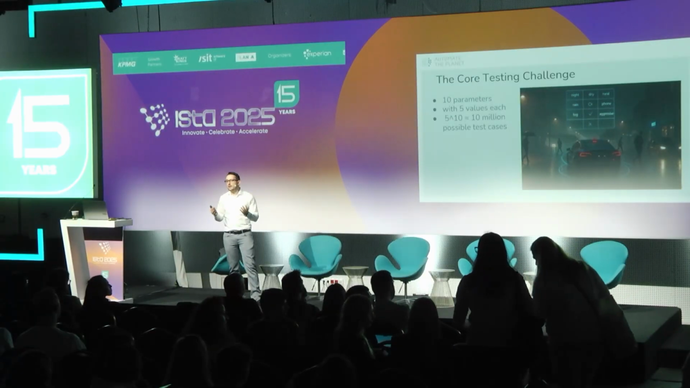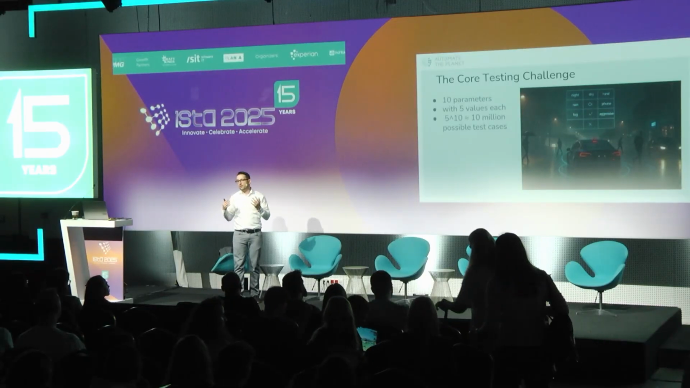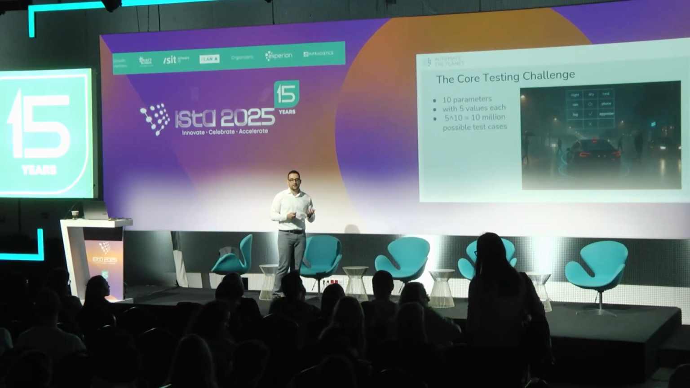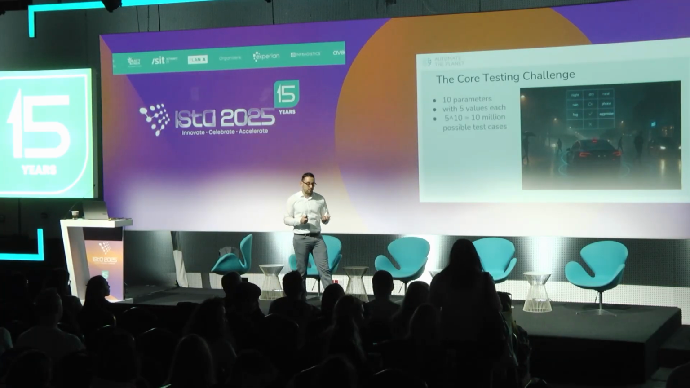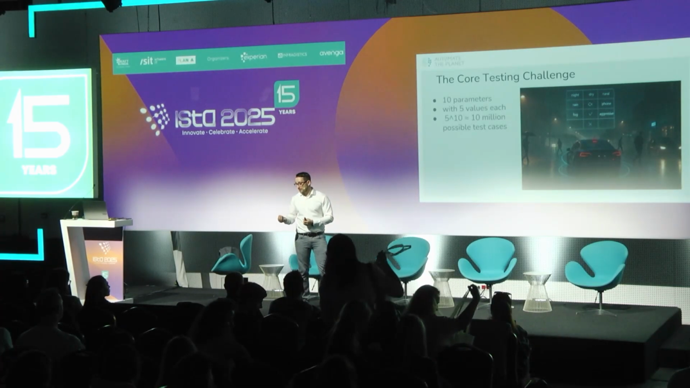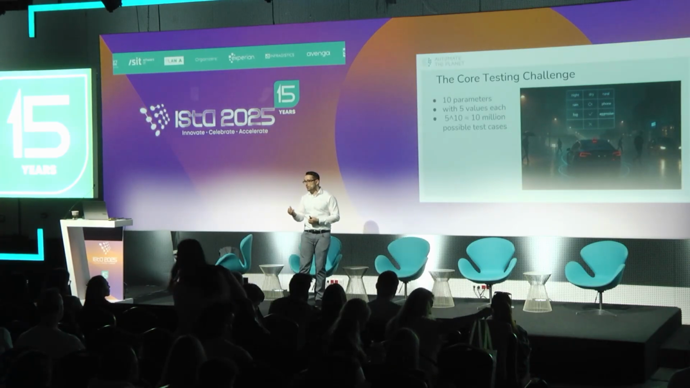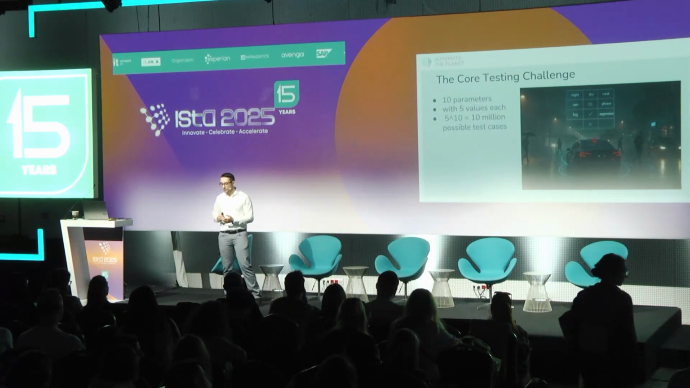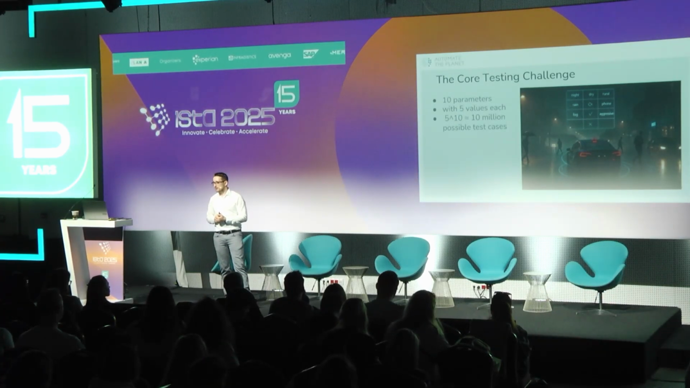You have at least 20 sensors that have various configurations, and maybe at each particular moment, one of them can break and something might happen. Just for 10 parameters with 5 values each, if you do full combinatorial testing, you end up with more than 10 million possible test cases.